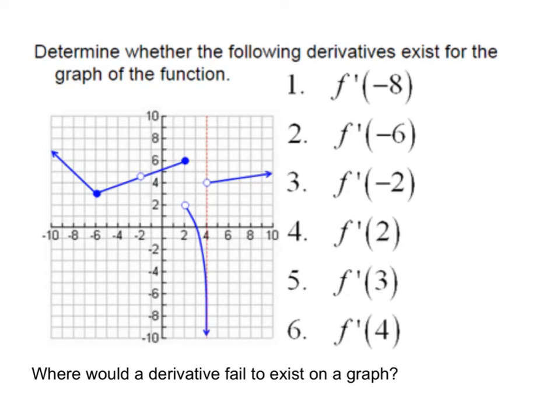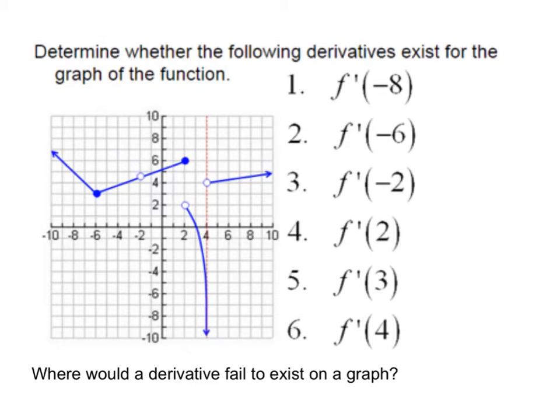All right, so let's look then at the first one, the derivative at -8. Now it doesn't ask you to find the derivative, it just says does it exist. All right, so I go to -8 and I see that the limit exists and it's continuous, so yes. -6, the limit exists and it's continuous, so yes. -4, the limit exists but it's not continuous, so no derivative. At 2, no limit, no derivative. At 3, there's a limit and the derivative exists.